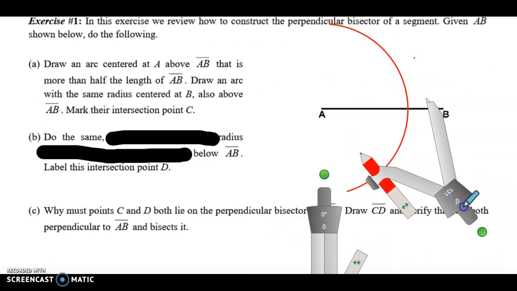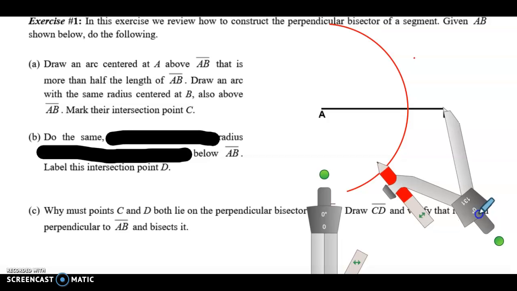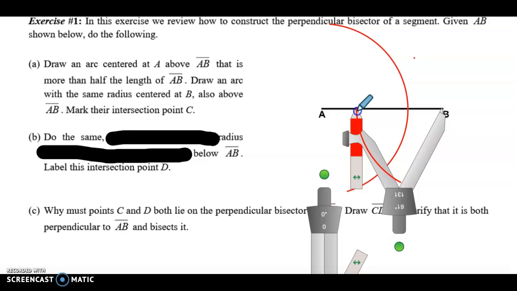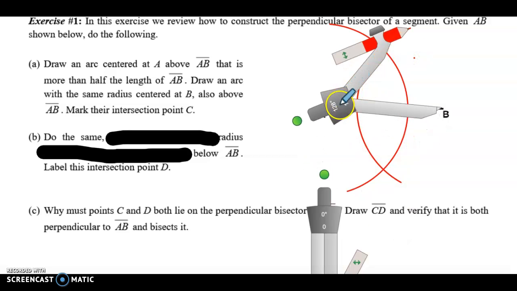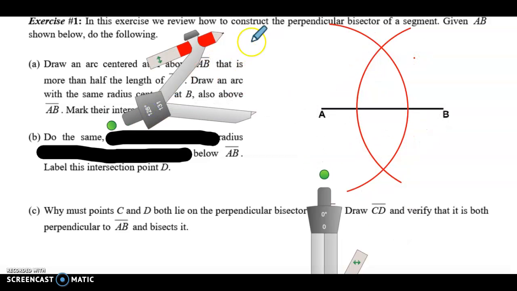Then I put my compass on point B with the same setting. Don't change it, the same exact setting, and I'm going to do arcs above and below. Again, I'm just going to drag my compass the whole way. Now where those two arcs meet on the top, we're going to call that C. And where those two arcs meet on the bottom, I'm going to call that D. I'm only labeling it because we're going to talk about these points down below, but otherwise they don't necessarily have to be labeled.